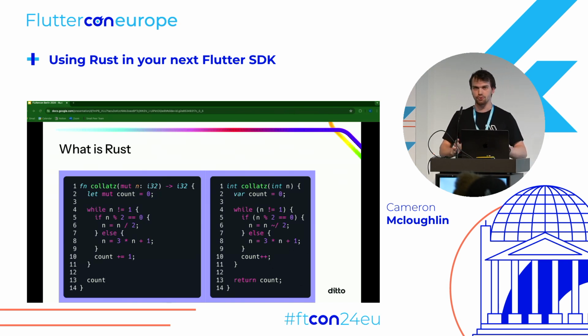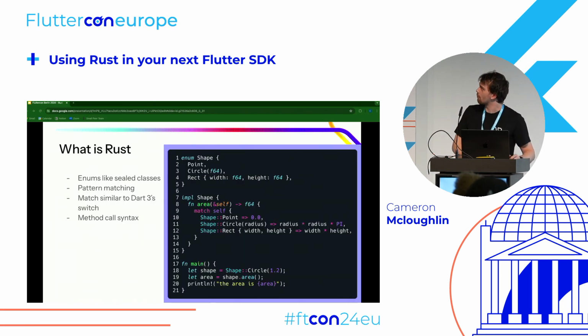Rust is a very sort of type-driven language, but it's got powerful type inference. So, just like Dart, you don't need to write like int count equals 0 or whatever. You can just let the compiler figure it out. There's a slightly more complex example. Here we've got an enum, which is not like a Dart enum. It's much closer to like a sealed class.